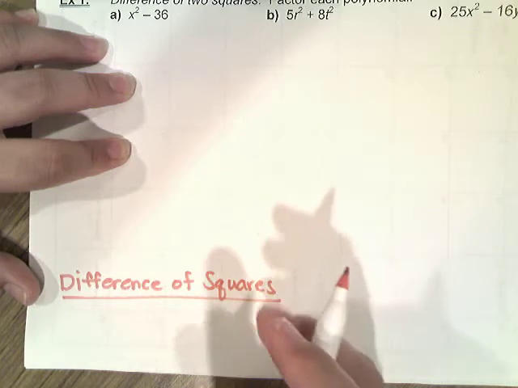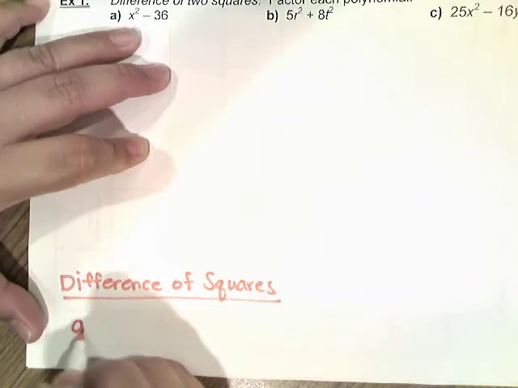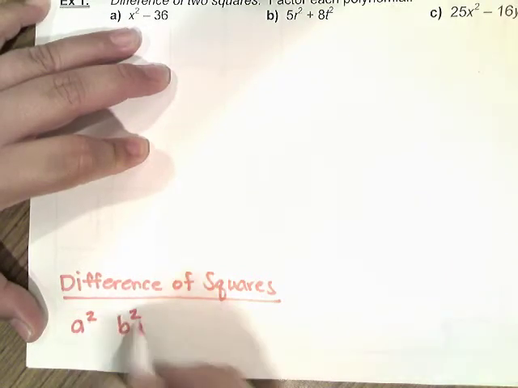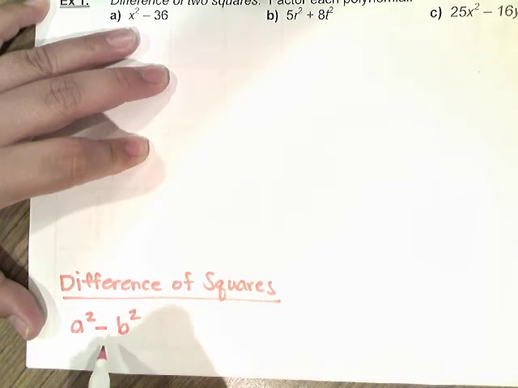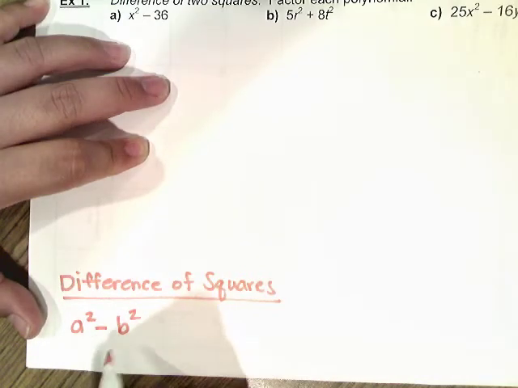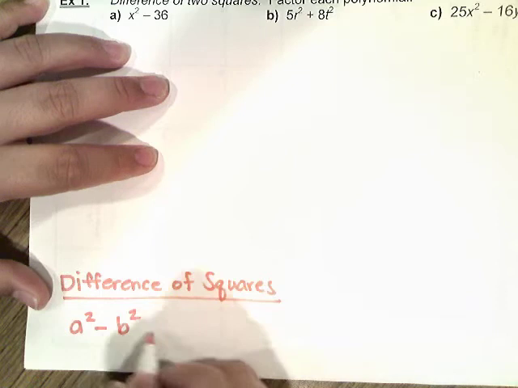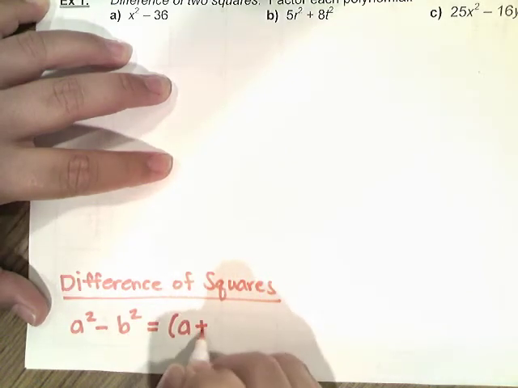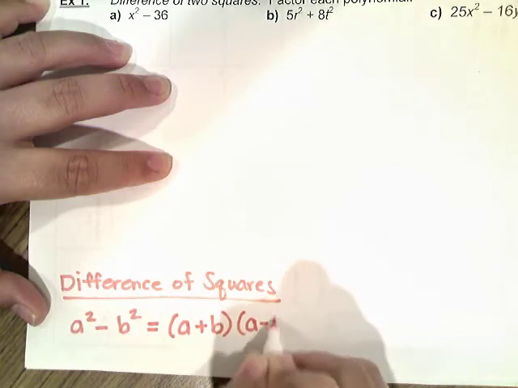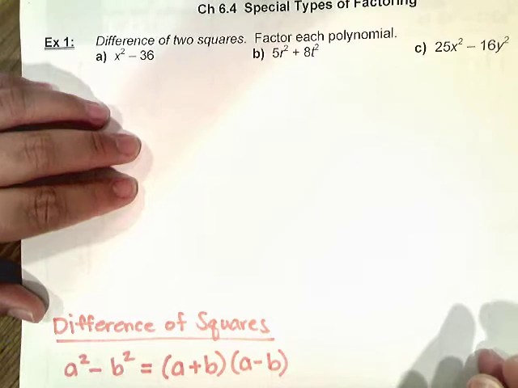So it has to be something squared and something squared, or you have to be able to write them as something squared. Now the other thing about this is it has to be a difference, which means you have to be subtracting in there. Otherwise, you cannot use the difference of squares, and therefore it's probably not factorable, other than maybe a GCF. So when you have something like this, you can go ahead and factor it into the quantity A plus B times the quantity A minus B. And let's see how we can actually use this.